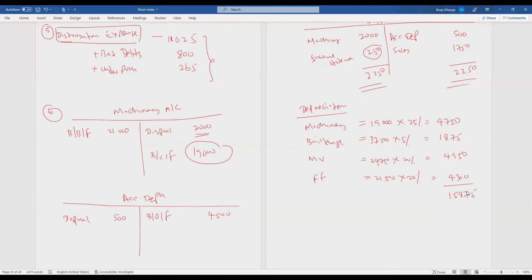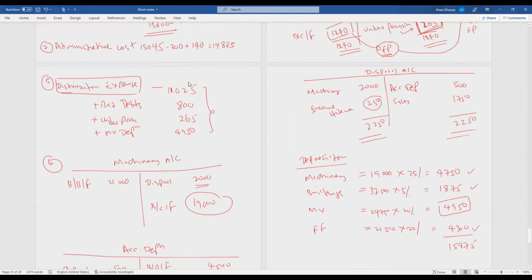Okay, so of these depreciations, motor vehicle should be reflected under distribution expenses, and the remaining, the machinery, buildings, and furniture and fixtures should be reflected under administrative expenses, administration cost. So therefore, when you take the distribution cost, you can add here motor vehicle depreciation. How much is that? 4,950.